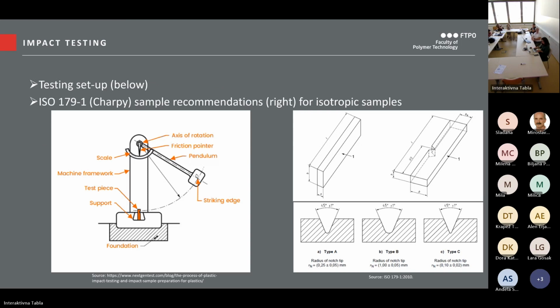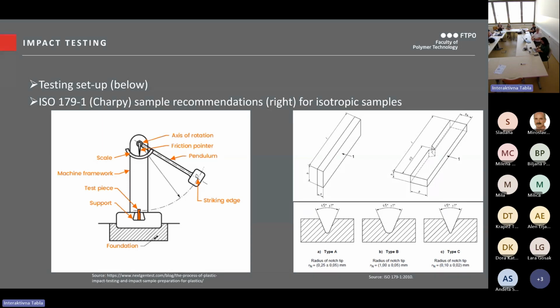Okay. So we have here presented the testing setup. The testing setup consists of a pendulum, which gives us a known amount of energy, and sample support. When we drop the pendulum, the potential energy converts to kinetic and back to potential, and impact toughness is then calculated from the difference between the pendulum drop without the sample and with the sample. So the difference in the angle.